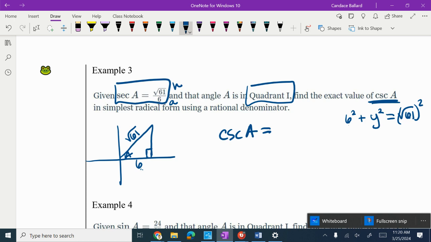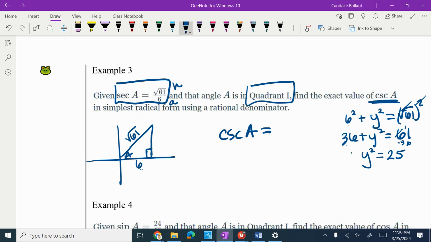All right, what's 6 squared? 36. Okay, what happens with the square and the square root? They cancel out, so I get 61. How do I move the 36 to the other side? Subtract it. So it's 61 minus 36, which is 25. How do I undo the square? Square root. Technically plus or minus. In this case, I'm going up, so do I want the plus or the minus? The plus.